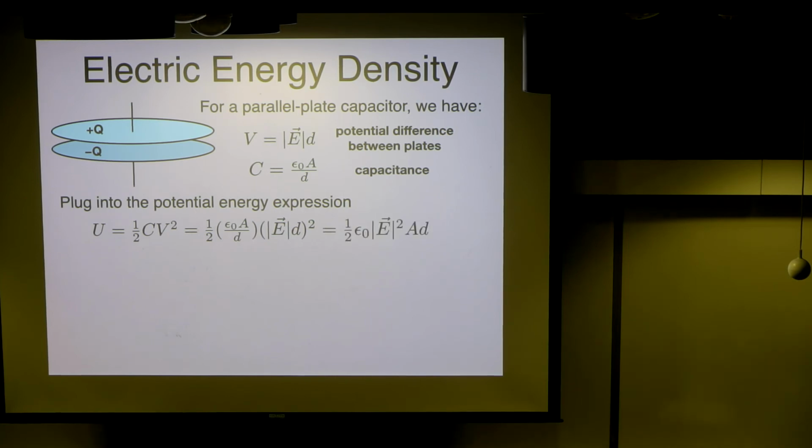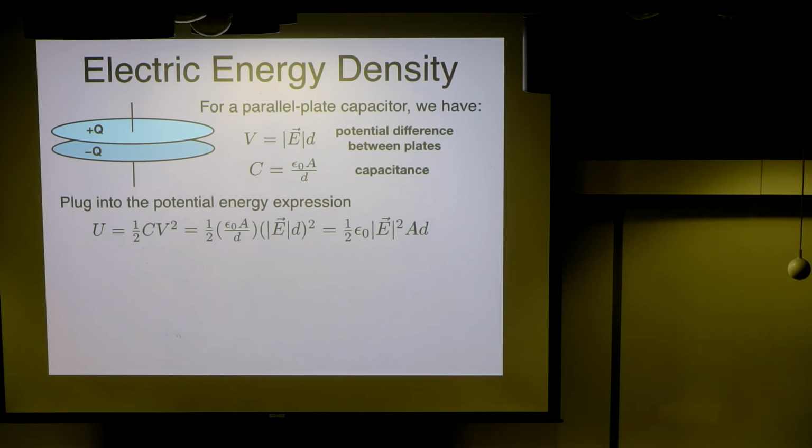And then the rest is this. I have 1/2. That comes from the very beginning of the expression. I have an epsilon naught factor, came from the capacitance expression. And then I'm squaring the E field. That came from over here. And then I just have the area of the plates times the distance between them.